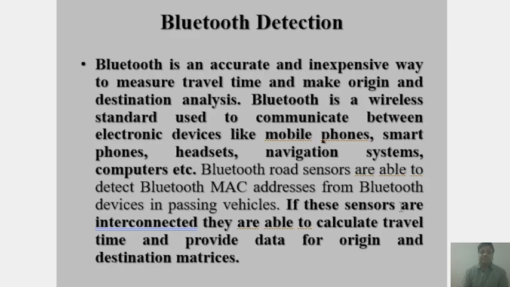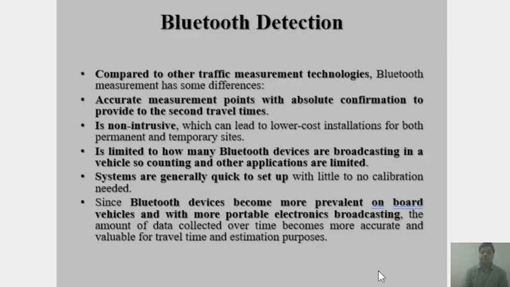So if the sensors are interconnected, they are able to calculate the travel time and provide the data for OD matrices. So we are able to find out the travel time for a vehicle from point A to point B, and then we are able to find out the data for OD matrices.